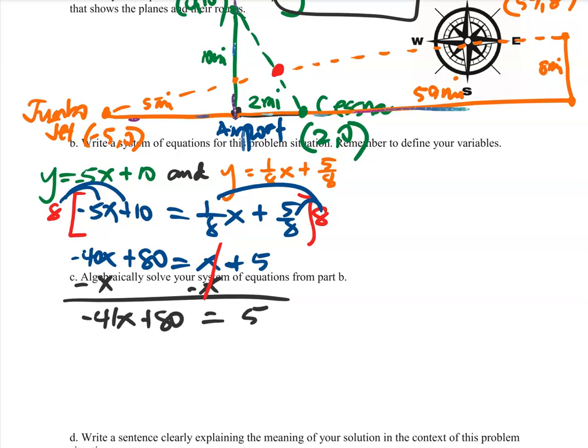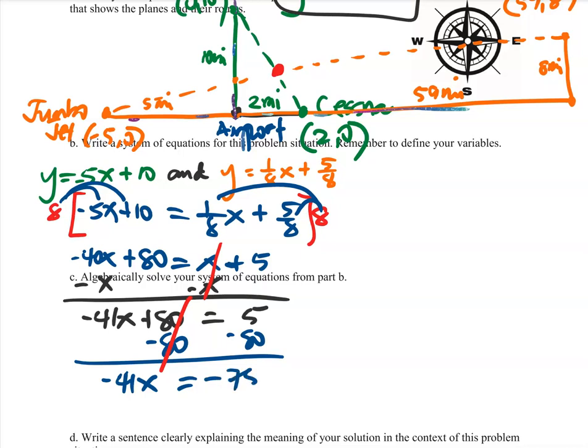And then we subtract 80 from both sides. So now this is negative 41x equals 5 minus 80, which is negative 75. And lastly, divide both sides by negative 41, so that x is equal to 75 divided by 41, which is 1.829.